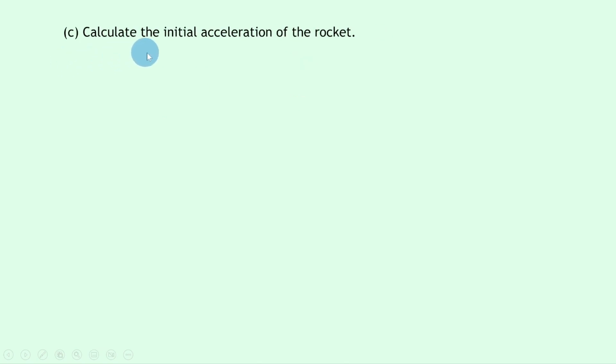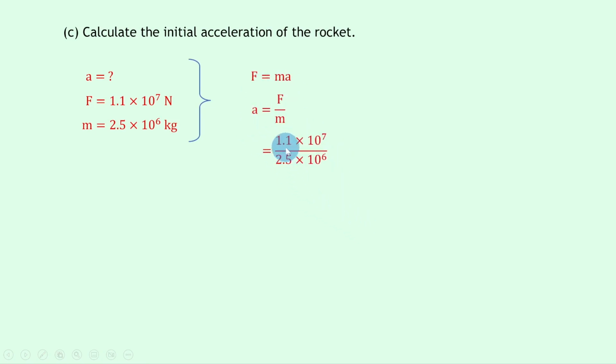Lastly, part C says to calculate the initial acceleration of the rocket. Well, writing down what we know from the question, we're trying to find a. We know the unbalanced force from part B is 1.1 times 10 to the 7 newtons, and the mass m is 2.5 times 10 to the 6 kilograms. So writing down our equation for Newton's second law, we have F equals ma. Rearranging for the acceleration a, we can divide both sides by m to get a equals F over m. Substituting in the numbers gives 1.1 times 10 to the 7 divided by 2.5 times 10 to the 6. And putting that into your calculator should give you an answer of 4.4 meters per second squared, and the direction is upwards. So remember, acceleration is a vector quantity, so we need a direction.